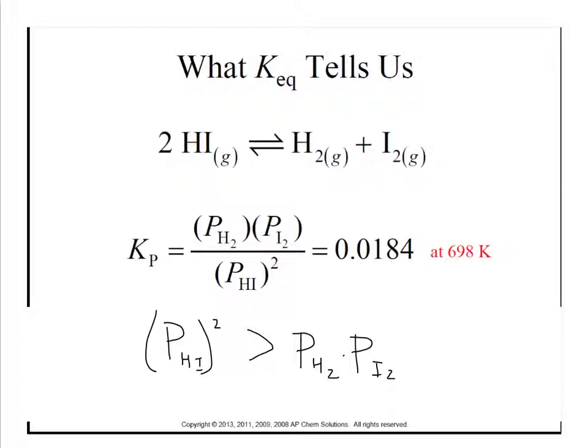So since the K value is less than 1, we know that the pressure of our reactants is going to be greater than the pressure of our products multiplied by each other. So that means in this particular reaction, it is mostly going to be reactants. Another way we would say this is this reaction favors reactants. So once this system has reached equilibrium, we are going to have more HI than we do H2 and I2. We can tell that just by looking at this number right there.